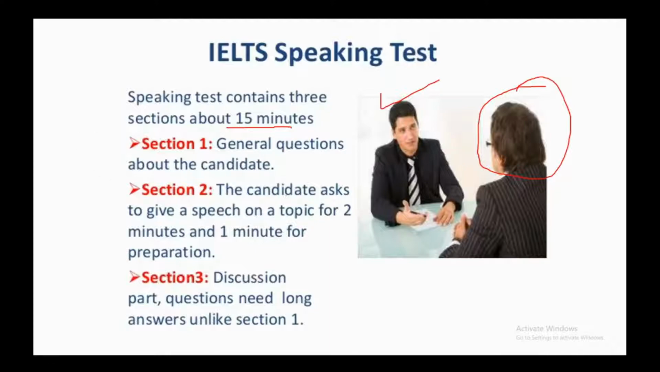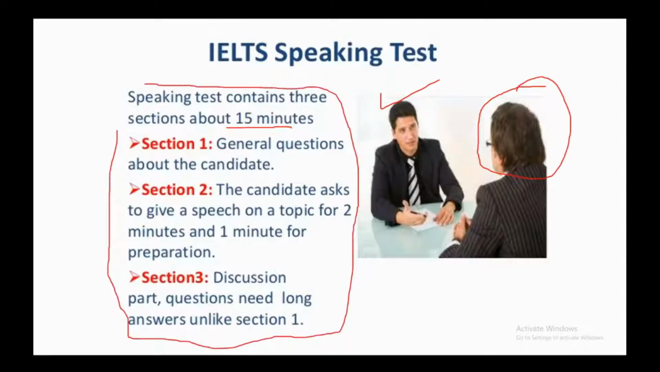In section 2, the candidate is asked to give a speech on a topic for 2 minutes, with 1 minute for preparation. And in section 3, the discussion part, the questions need long answers unlike section 1. But overall this test is just about 15 minutes, and it is divided into 3 sections.